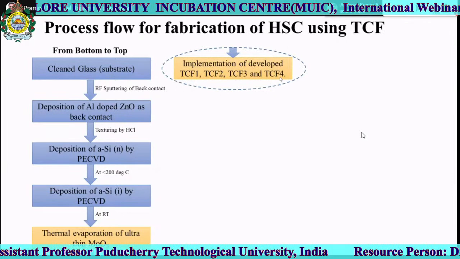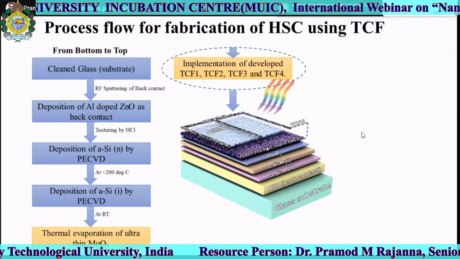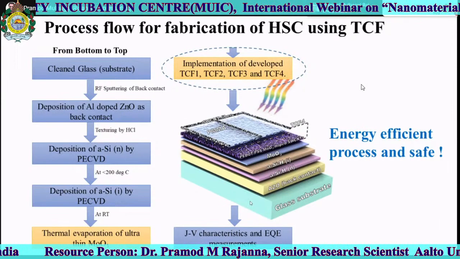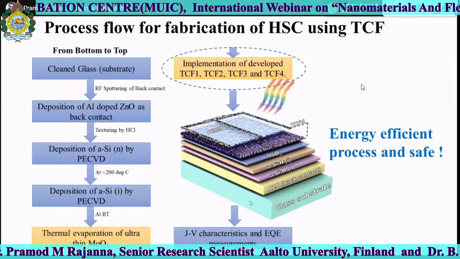So we move from glass substrate to aluminum zinc oxide to N-type amorphous silicon, intrinsic molybdenum oxide, and then the whole stack. And then we do the measurements. The whole fabrication process was done at room temperature, close to room temperature, and it's a very energy efficient process. There is a complete elimination of silane, diborane, and the further ITOs that are normally used in the industry.